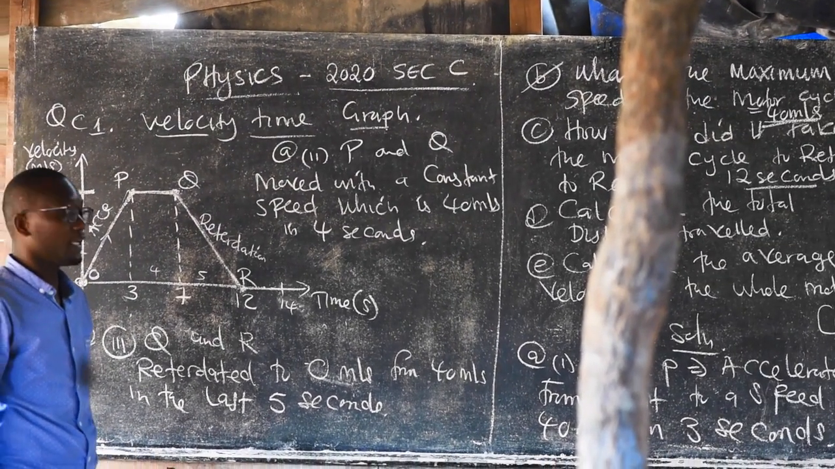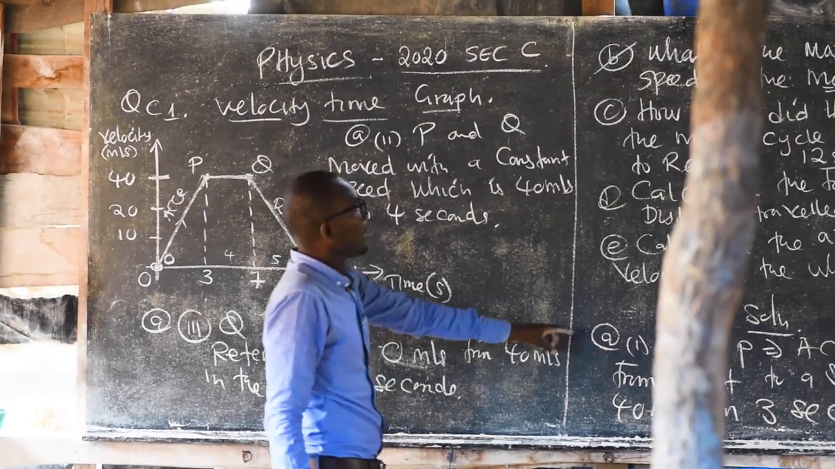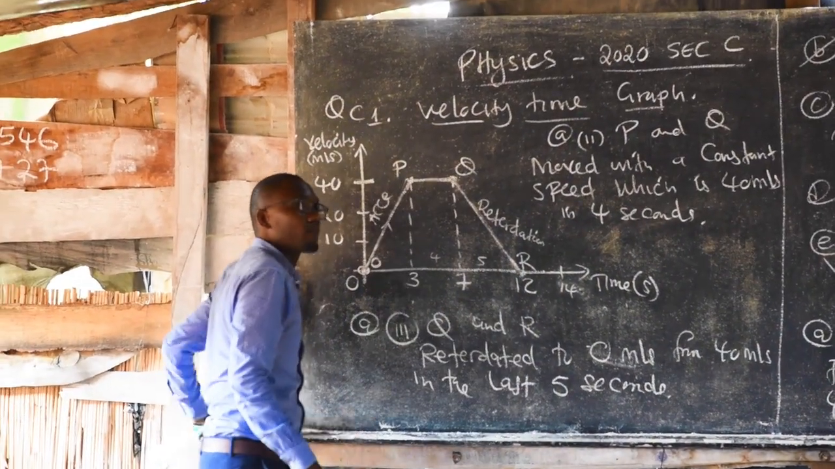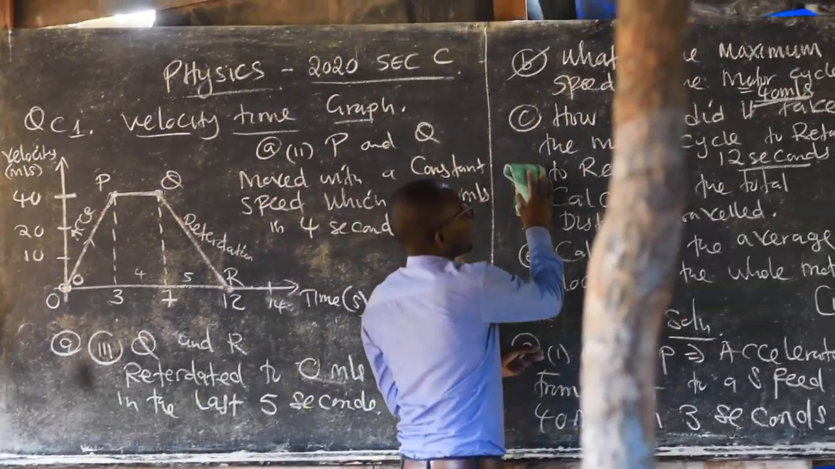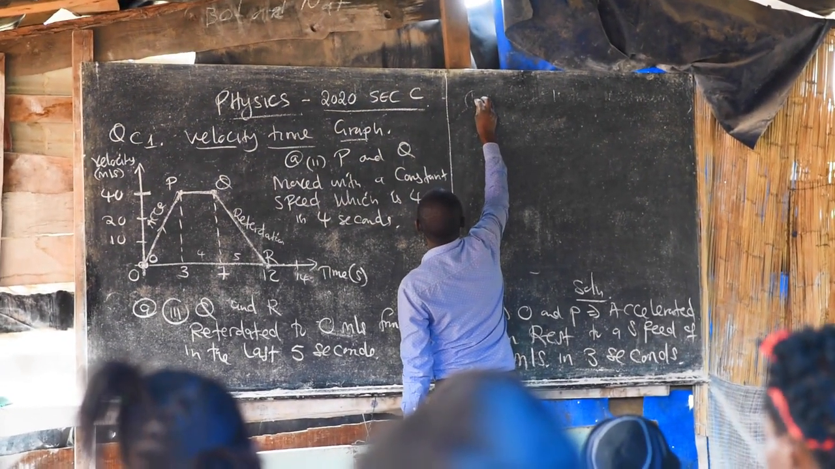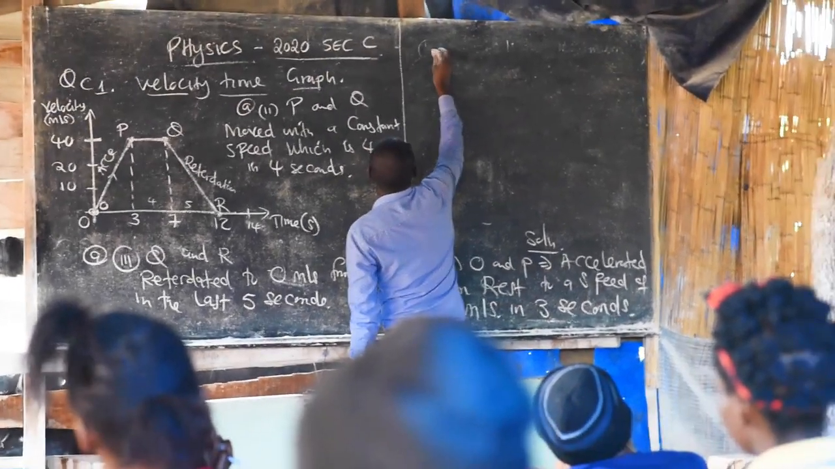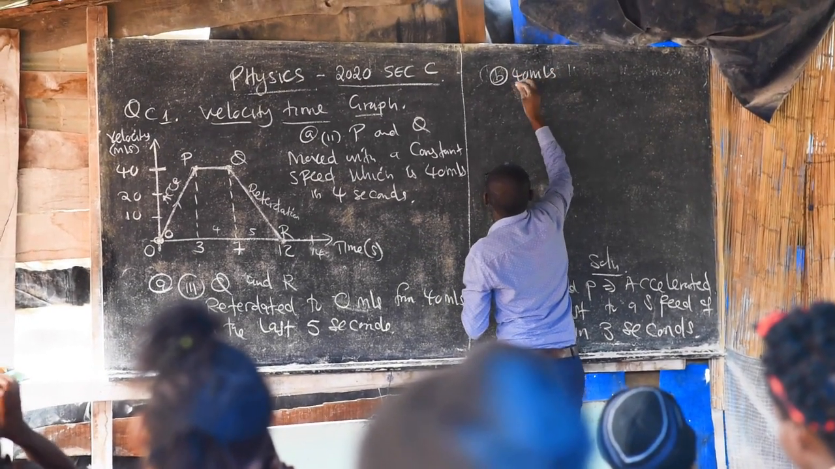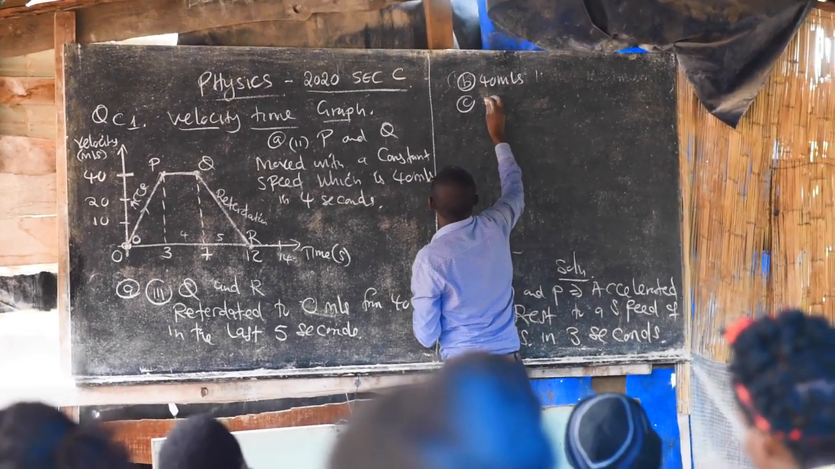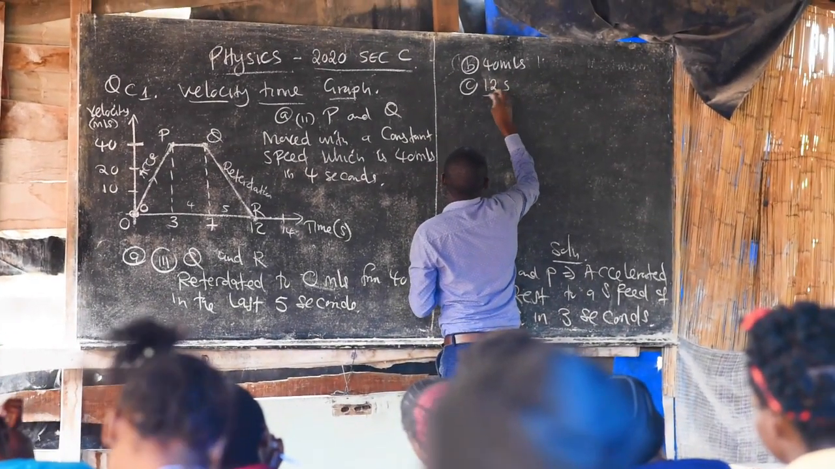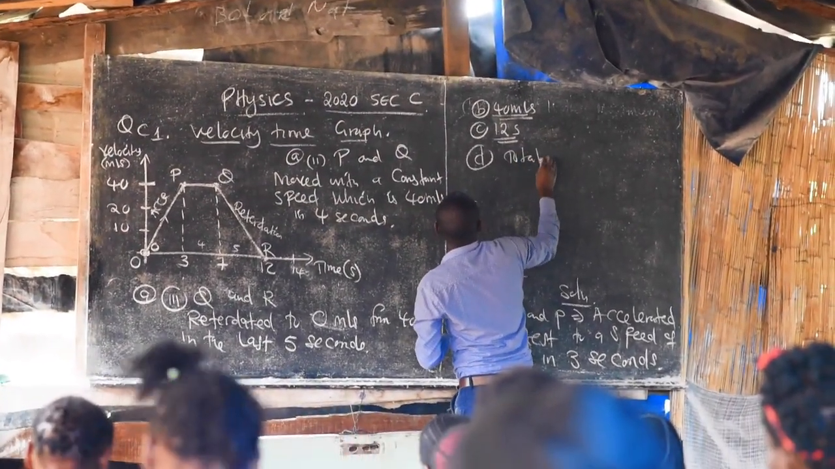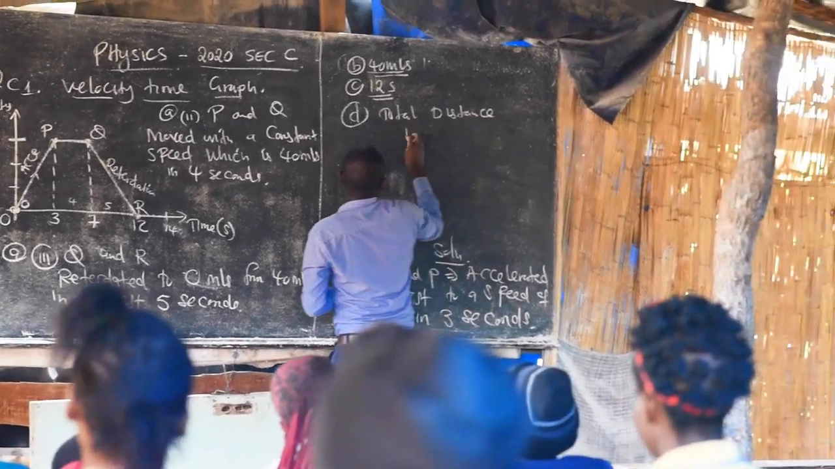Now for this one, we need to create space so that we solve properly. They're saying calculate the total distance traveled. So what shape is this? A trapezium. A, B. B was the position at 40 meters per second. Then C at 12 seconds. Now we are on D, which is saying total distance. And for total distance, this one is a trapezium.